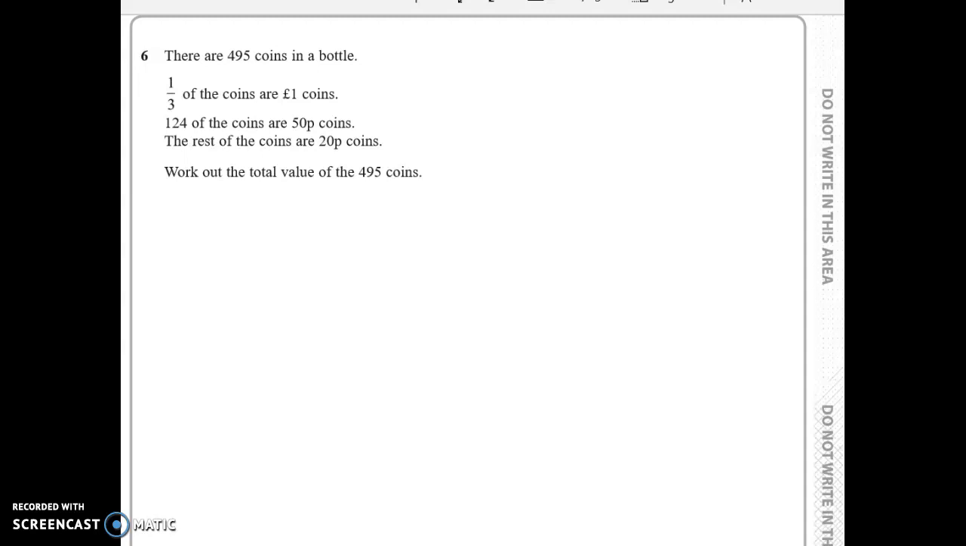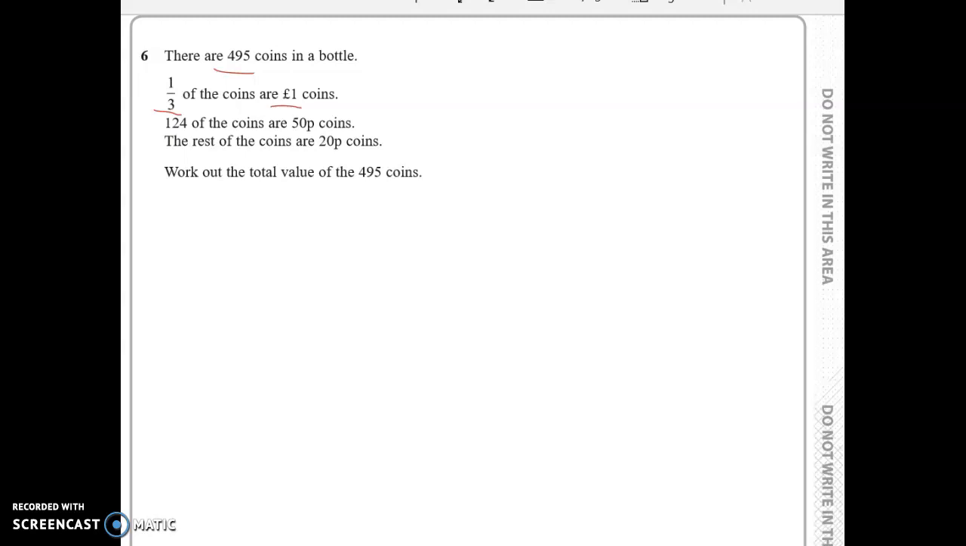This is from a calculator paper, question 6. The question goes like this. There are 495 coins in a bottle. So the most important bit of information there is 495 coins. A third of the coins are pound coins, so a third and pound.